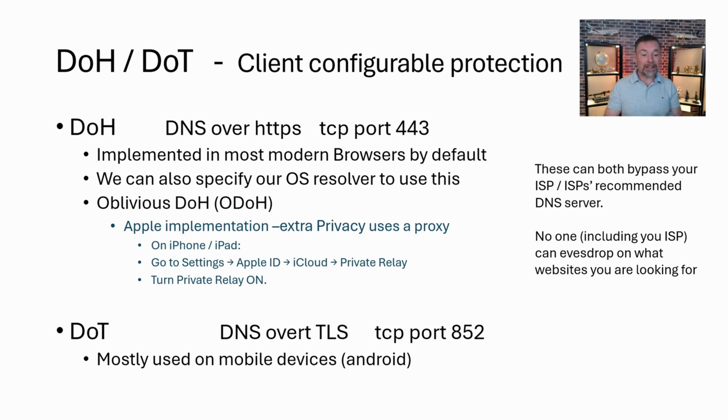You can implement it on iPhones, iPads. You need to go to your settings, Apple ID, cloud, and use the term turn on private relay. And then you'll be good to go. So it's a pretty good privacy step. Now, the other one we might see on an exam is DOT, DNS over TLS. It uses a different port, 852, very, very similar to DOH, just uses a different port number. And that is turned on by default on most Android operating systems, DOH and DOT.